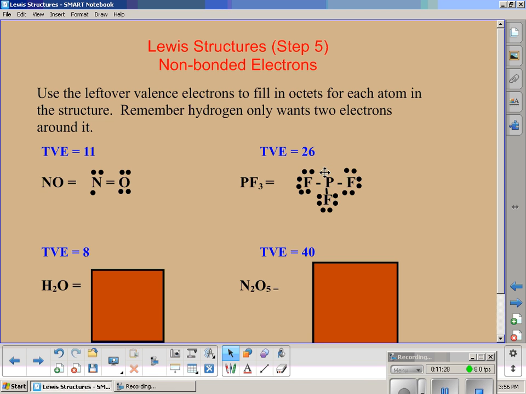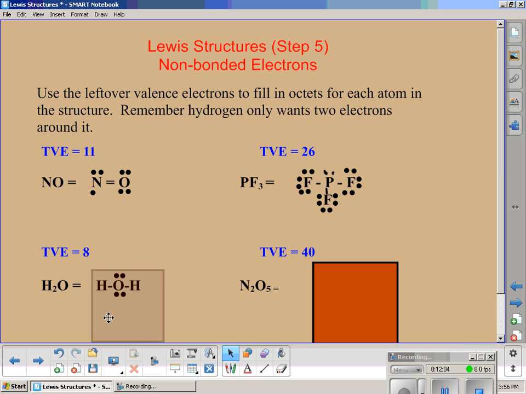Okay, so it looks like I'm missing a couple of dots here. Oh man. Let's count these up and make sure I've got it right. 2, 4, 6, 8, 10, 12, 14, 16, 18, 20, 22, 24. Sure enough, I need to have 2 more electrons right here on the phosphorus. So 1 here, 1 here. So now we have a total of 26. Good thing I counted on that one.